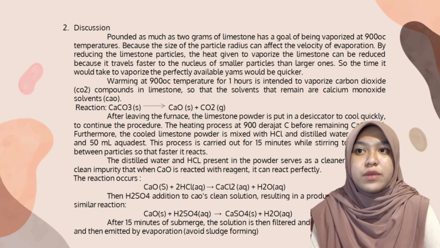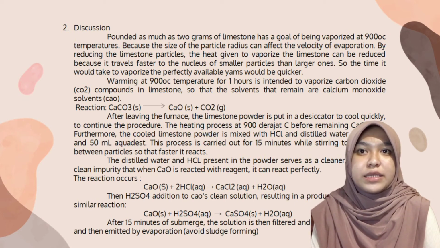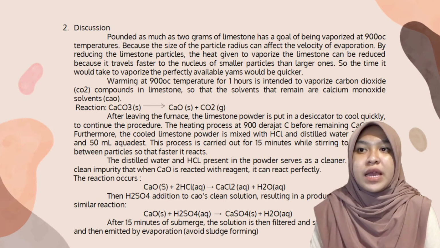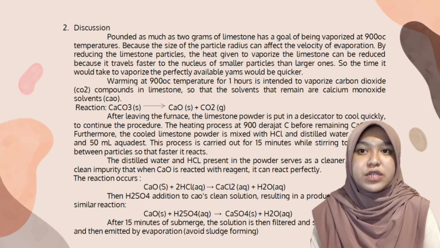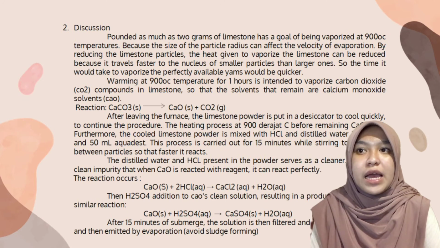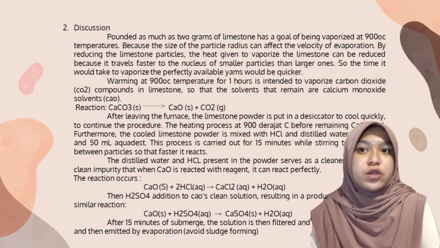Furthermore, the cold limestone powder is mixed with HCl and distilled water, 25 ml HCl and 50 ml aqueous. The distilled water and HCl clean the powder surface as a cleaner, removing impurities so that when CaO reacts with a reagent, it can react perfectly. The reaction that occurs is CaO plus 2HCl produce CaCl2 plus H2O.